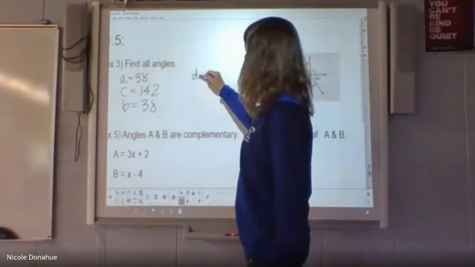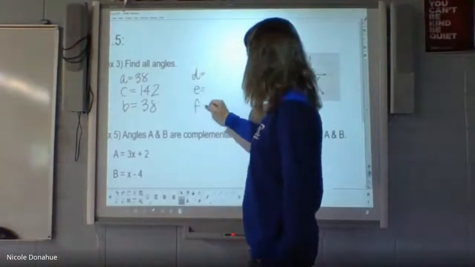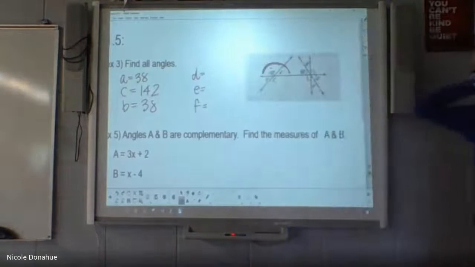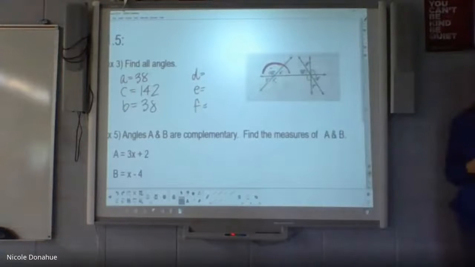And we have D, E, and F. And this one, they kind of mark some things for us, which is kind of nice of them. They don't really need to do that. Which one do you guys know?